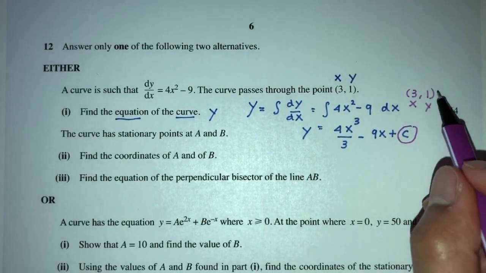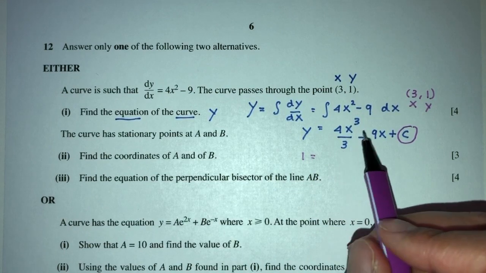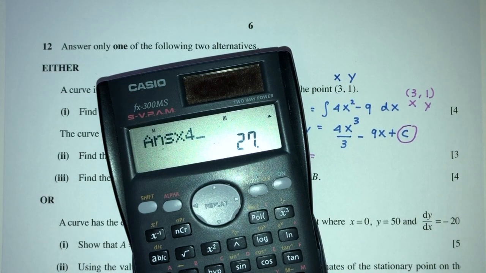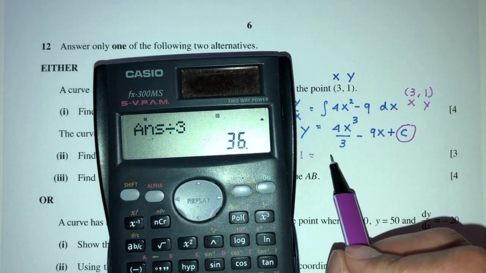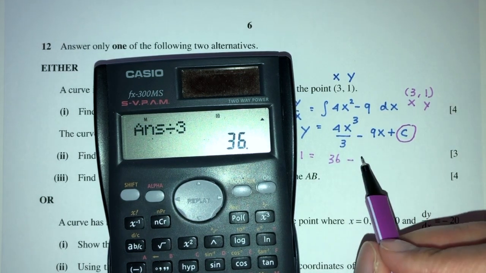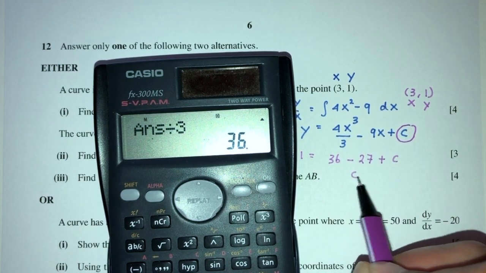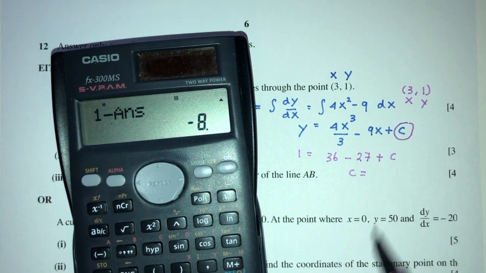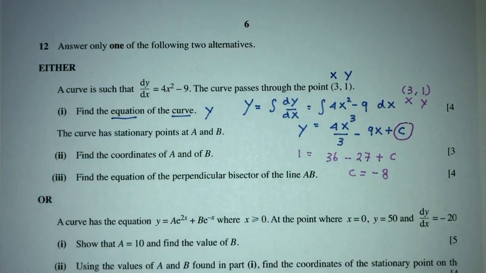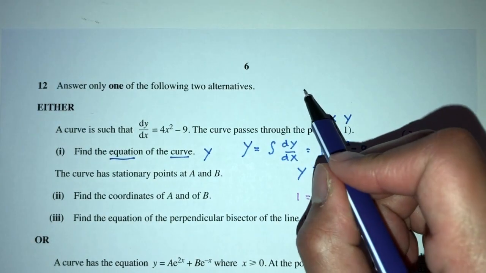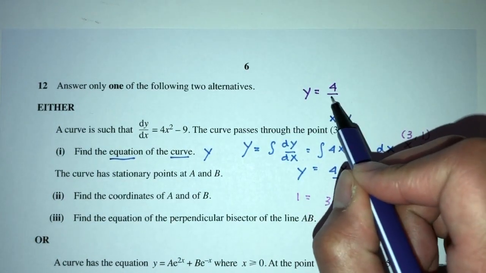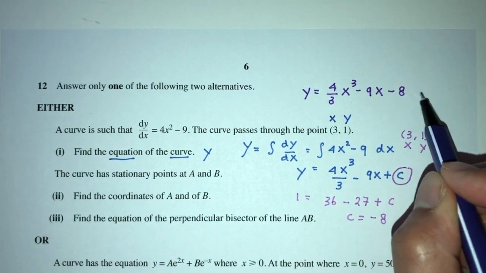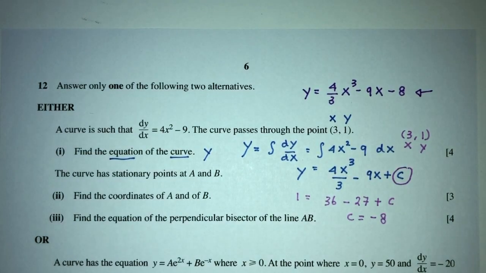We place it in your equation. y is 1, x is 3. So 3 power 3 is 27, I think, times 4 divided by 3. That will be 36, minus 27, plus c. So c has to be what? 36 minus 27 is 9. 1 minus 9 is minus 8. So c will be minus 8. So finally, we have what? y is equal to 4 over 3 x^3 minus 9x minus 8. That will be part 1 of the question.